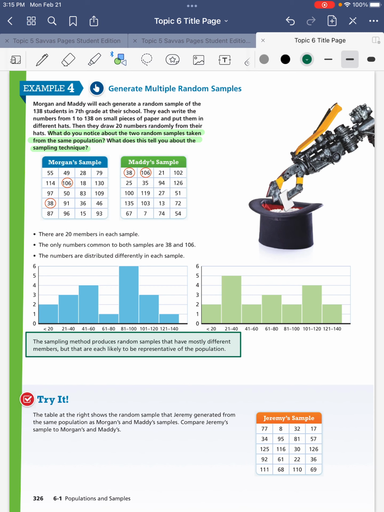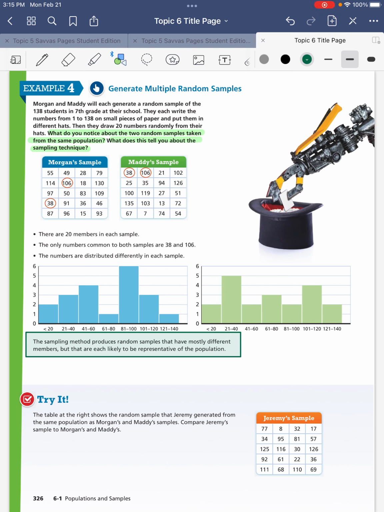Okay, so let's look at the triad. So the table at the right shows the random sample that Jeremy generated from the same population as Morgan's and Maddie's samples. Compare Jeremy's sample to Morgan's and Maddie's.